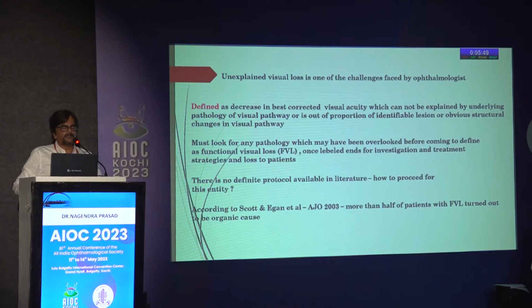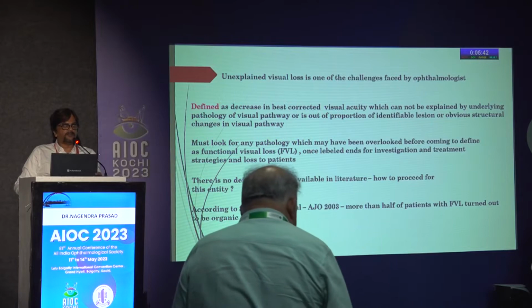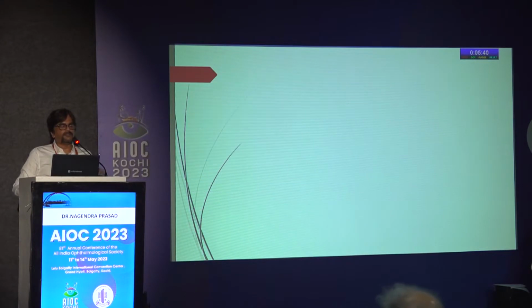According to Scott and Egan et al., 2003, more than half of the patients with functional visual loss turned out to have an organic cause. So we must look for the causes.